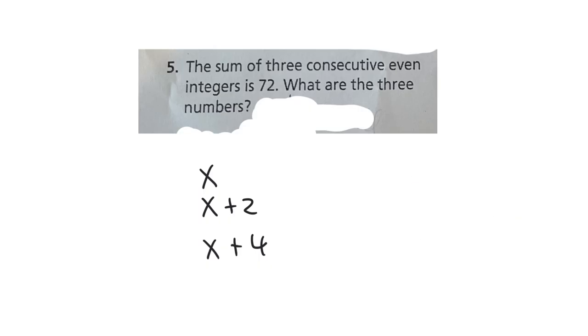You could set up an equation right away based off of the information they gave us. Apparently, the sum of these, which is what you get when you add, is 72. So the first one plus the next one plus the next one is going to be 72. Well, what is the first one? It's x. What is the next one? It's x plus 2. What is the next one? It is x plus 4.